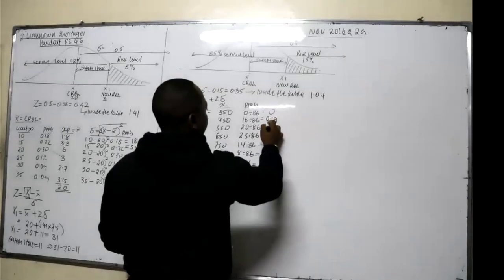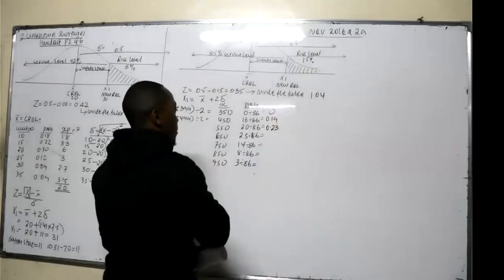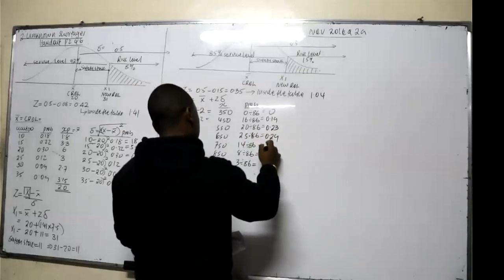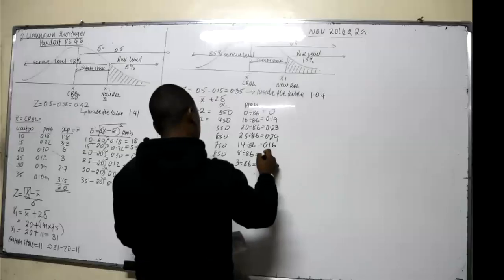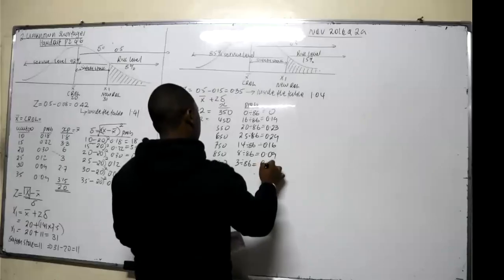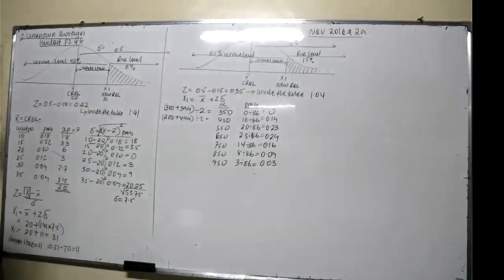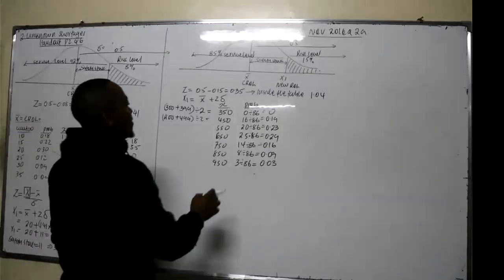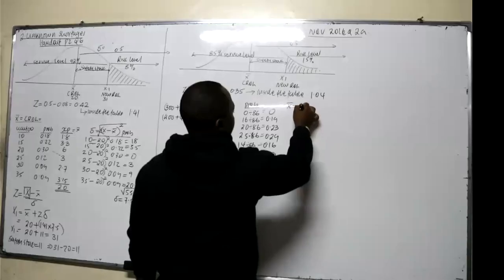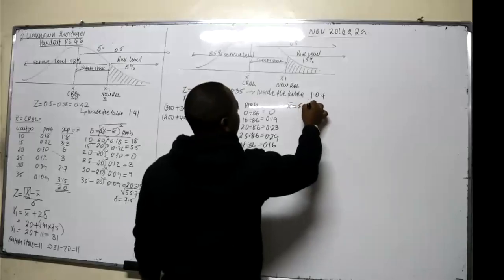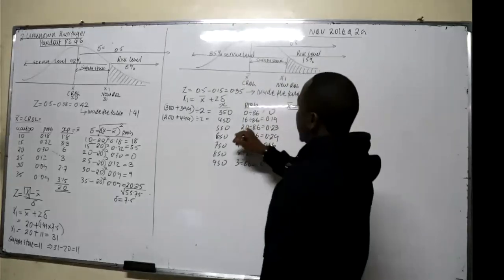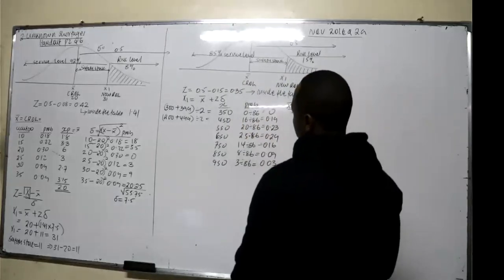That gives 0.19, 0.29, 0.16, 0.09, 0.03. Good. So we have the units, we have the probability. We need X bar, which is the summation of the units times the probability. 350 times 0 you get? 450 times that you get how much?